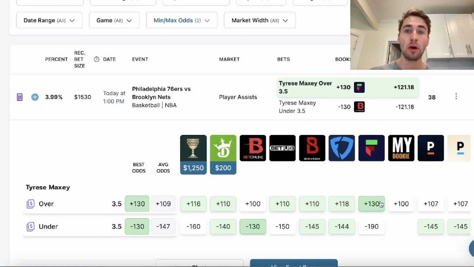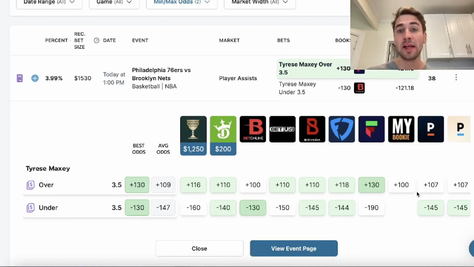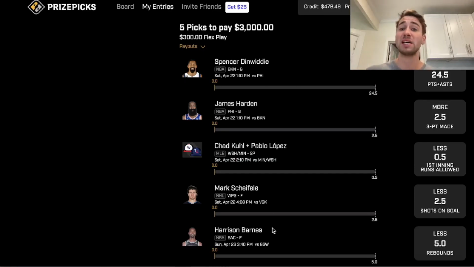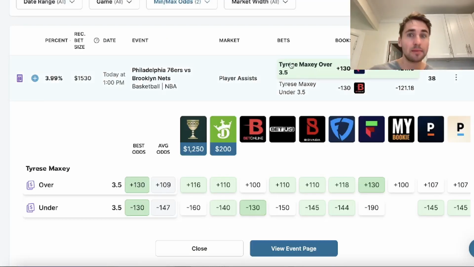So I say this all the time, but as a sharp bettor, you want access to as many books as possible, right? All of these books set lines independently, and you never know which book is going to be slipping up and offering value on a given day. We went through this play on PrizePicks earlier. Sometimes there's a lot of value on PrizePicks. Sometimes there's more value on FanDuel. And sometimes there's more value on Fliff. So you're going to see the first play I went with, pretty simple, is Maxey over 3.5 assists, 3.99% profit margin on this play, which is really, really high, right?